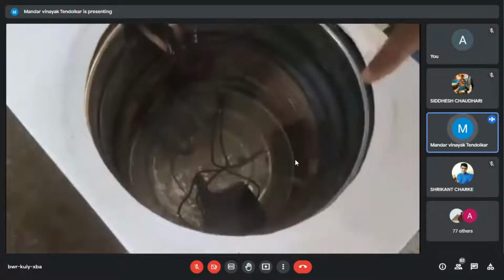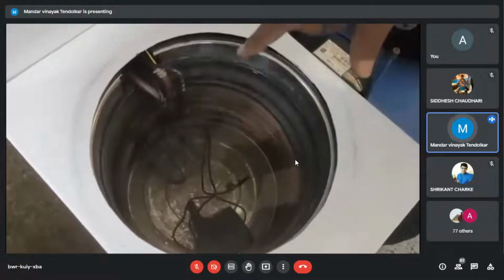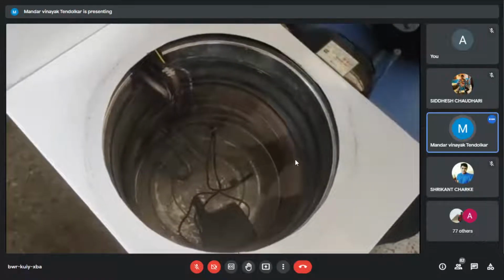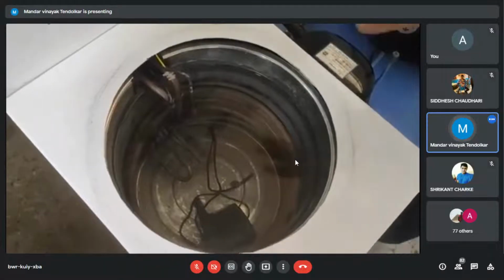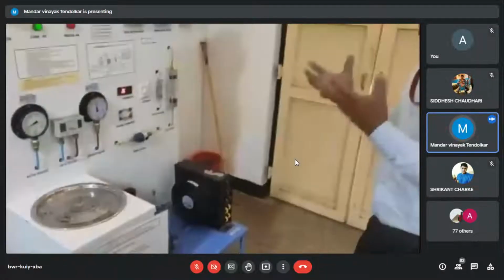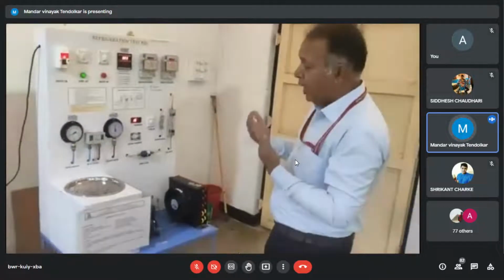These are the copper coils, and these copper coils are where the refrigerant is circulated. The refrigerant would extract the heat from the water and produce the refrigerating effect. So the refrigerant coil, in this case, is housed in this container, and what actually happens in this container is that you reduce the temperature of the water.